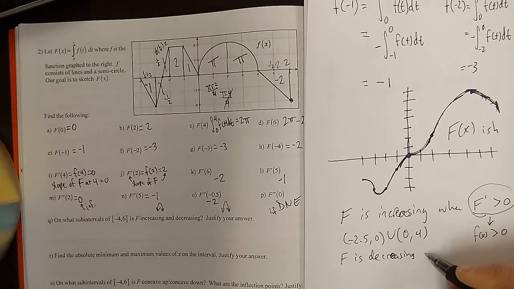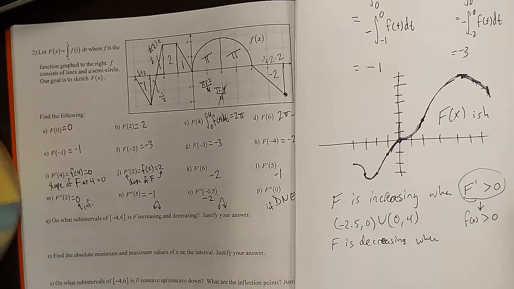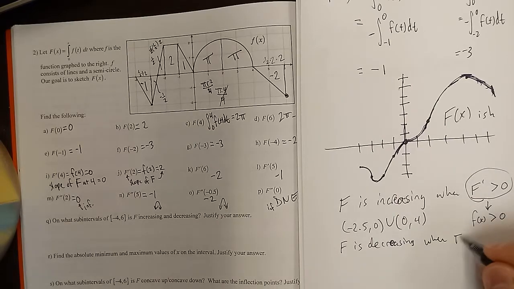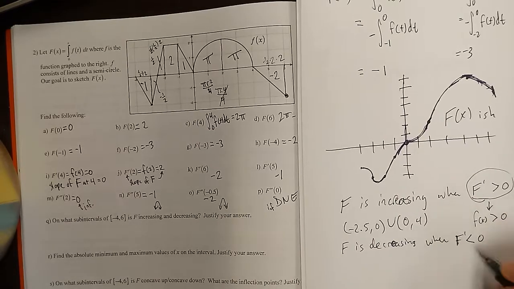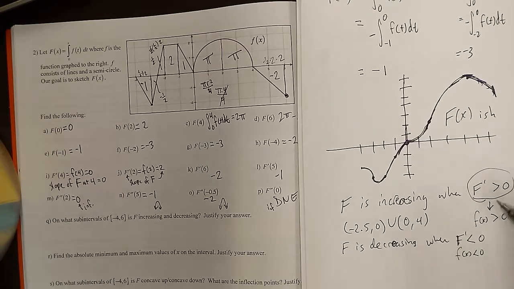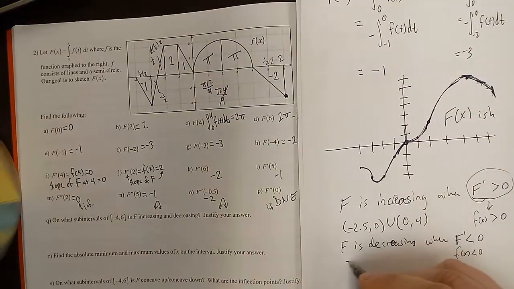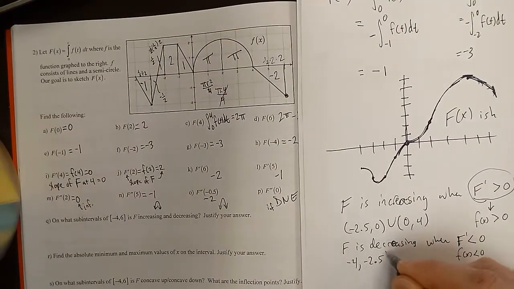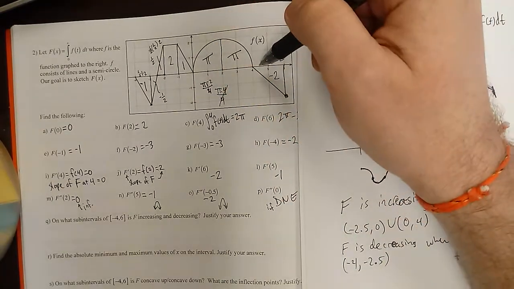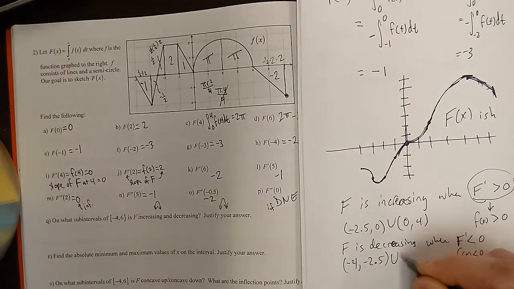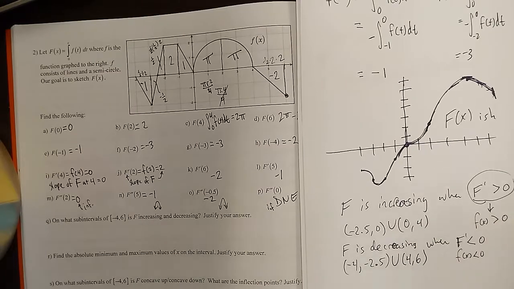Well, it's decreasing when? It's still visible enough. When F prime is less than 0, big F prime is less than 0, meaning little f of x is actually less than 0, meaning negative numbers. When do we have negative y values? Looks like from -4 to -2.5, and then 4 to 6. So that's what's going on.